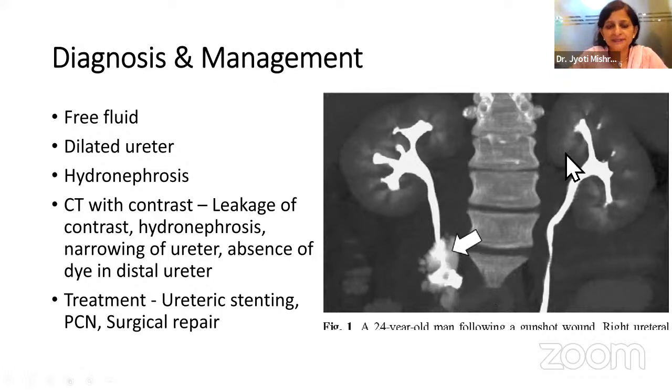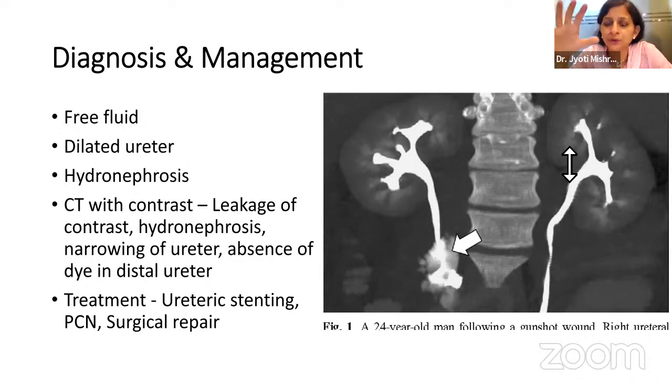So these can be the findings: free fluid, dilated ureter, hydronephrosis, leakage, narrowing of ureter, or absence of dye in the distal part, and treatment would be along with the urologist. Stenting can really help, because sepsis with urine leaking in the peritoneal cavity can lead to a lot of damage. Sometimes they do percutaneous nephrostomy where they divert the urine for some time. Stenting may help, or they may require a surgical repair.